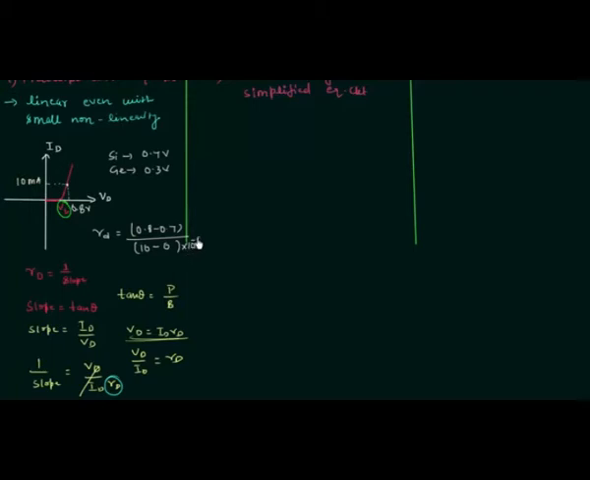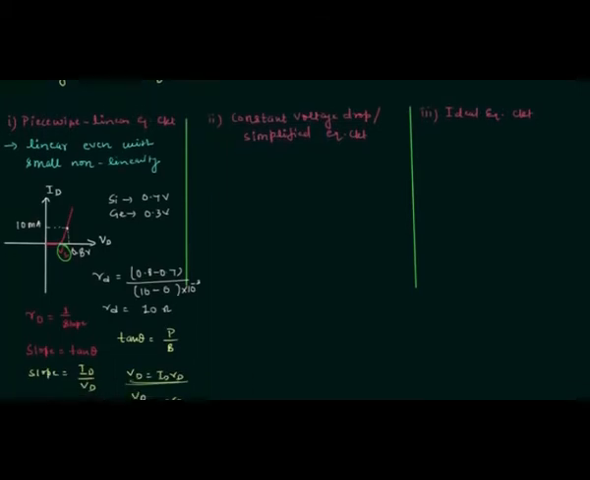10 raised to power minus 3 for milliamperes, and when you solve this you will find the diode resistance is equal to 10 ohm. So this is how you can find out the diode resistance in case of piecewise linear model, and this is all for this first model.